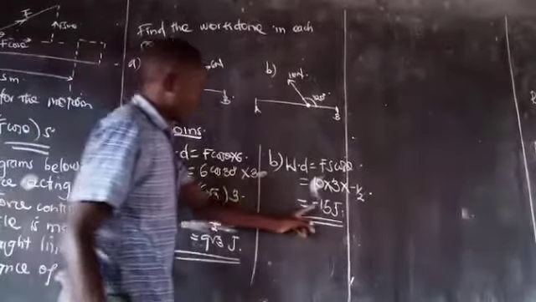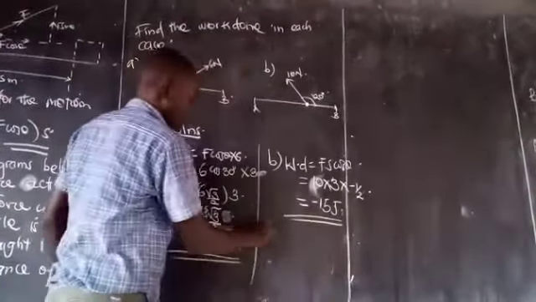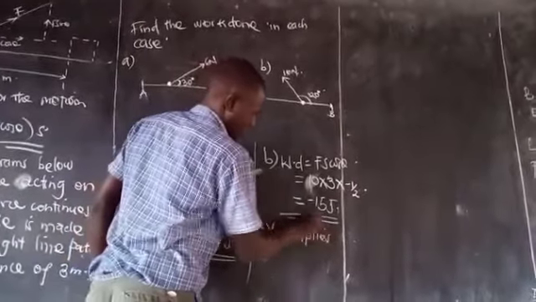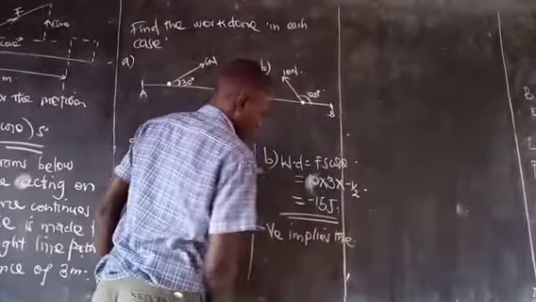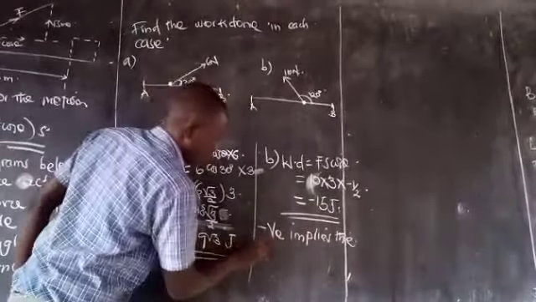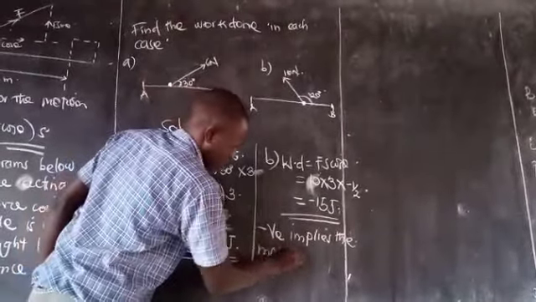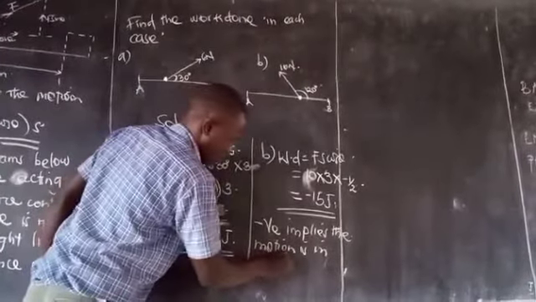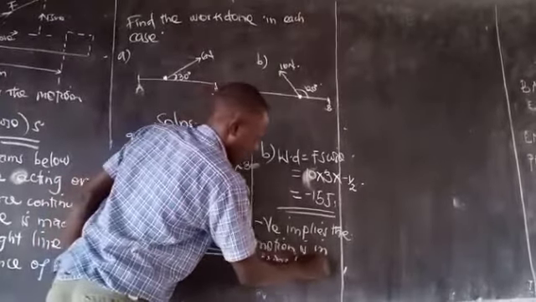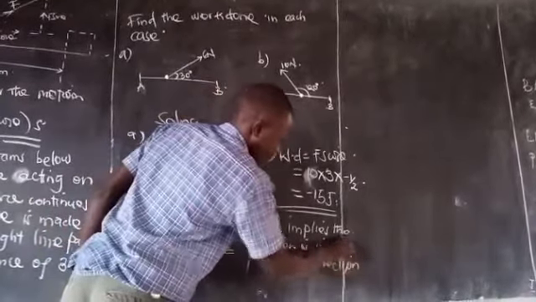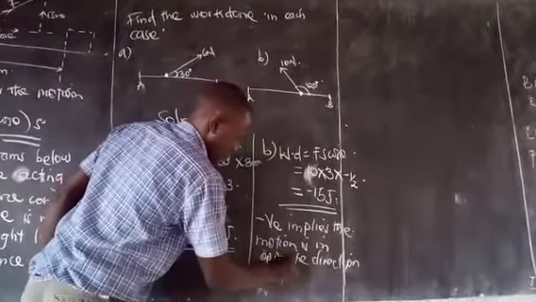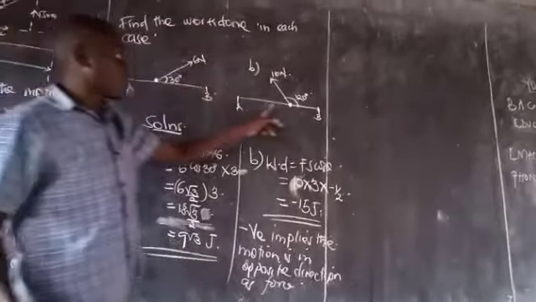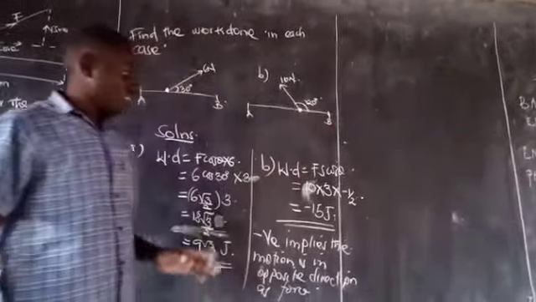What does a negative sign actually imply? Negative sign implies that the force and the motion is in opposite direction as force. If this force is towards this side, then the motion is towards the other side.